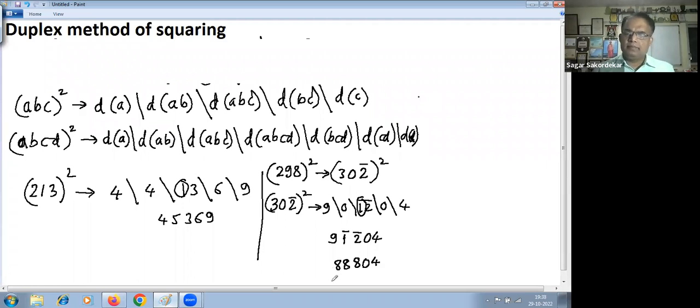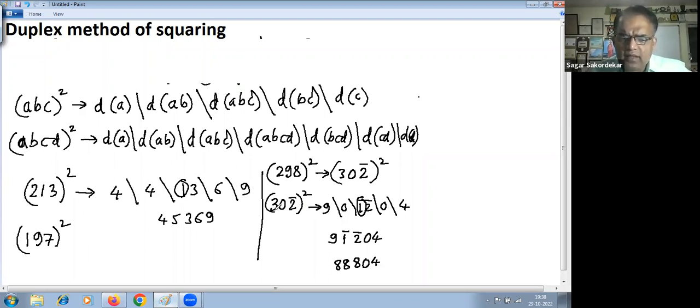Any doubt? The first thing you should be clear about is this vinculum. Any doubt about 30 bar 2? Arti, just confirm, no doubt here. Any doubt in vinculum? Just say yes or no, Arti. So then it's the same, straightforward.